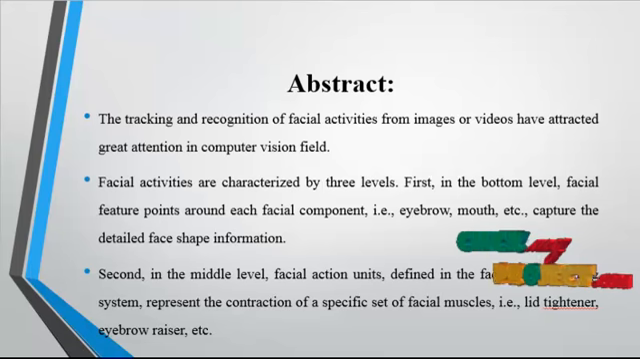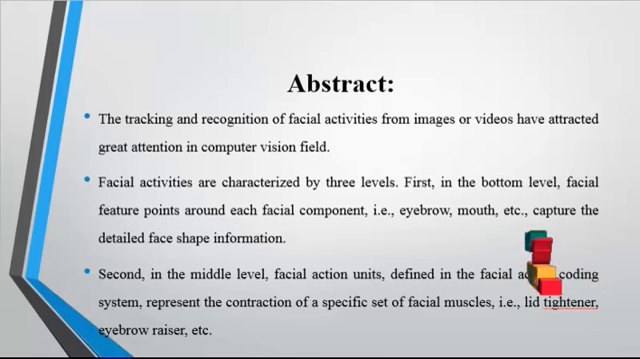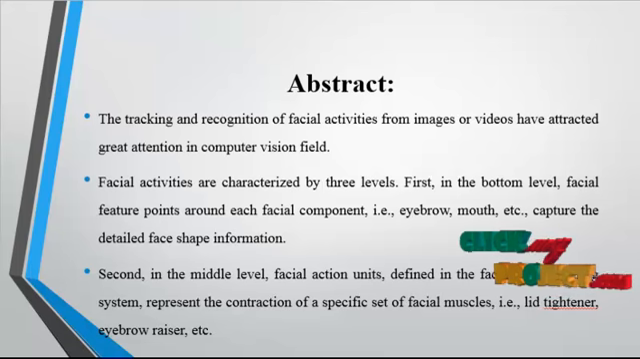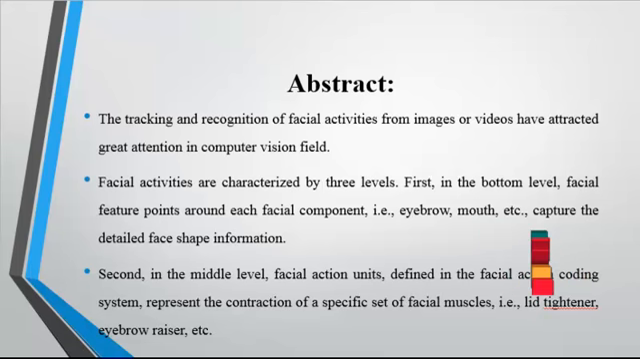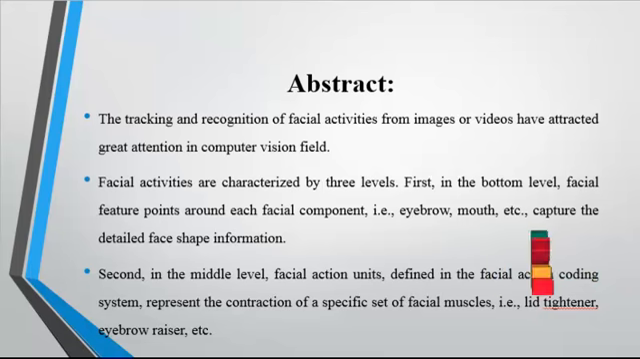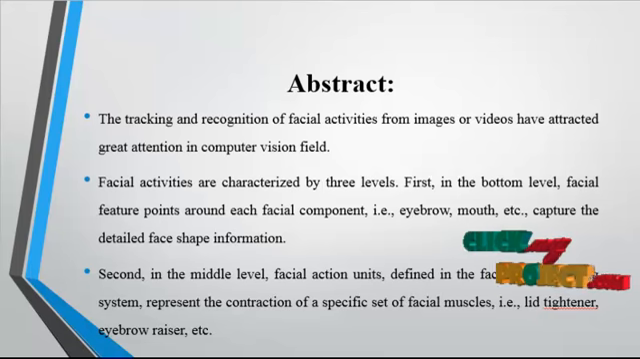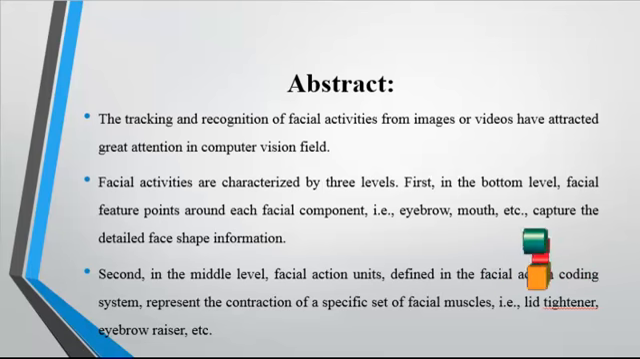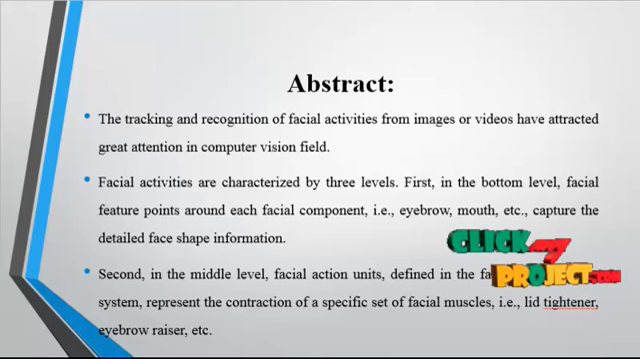Now we discuss the abstract for the process. The tracking and recognition of facial activities from images or videos have attracted great attention in the computer vision field. Facial activities are characterized by three levels. First, in the bottom level, facial feature points around each facial component, that is eyebrow, mouth, capture the detailed face shape information.